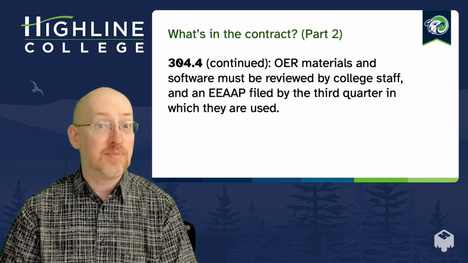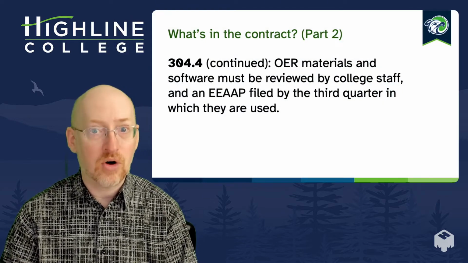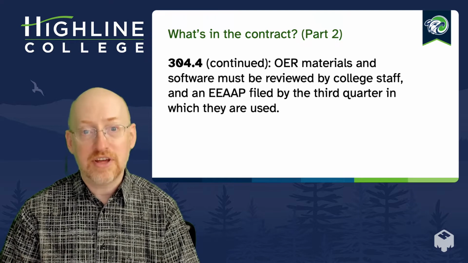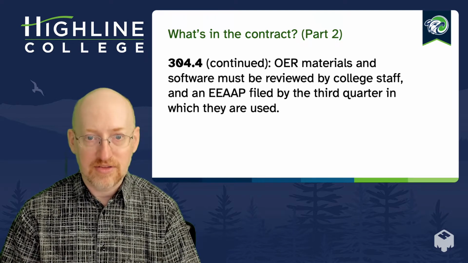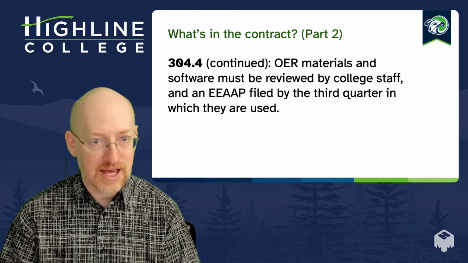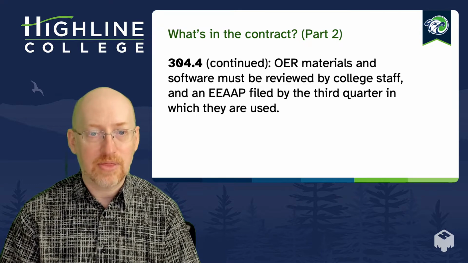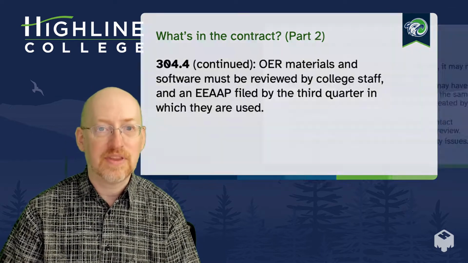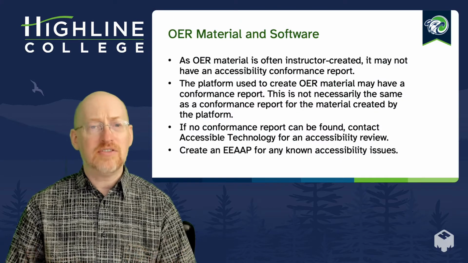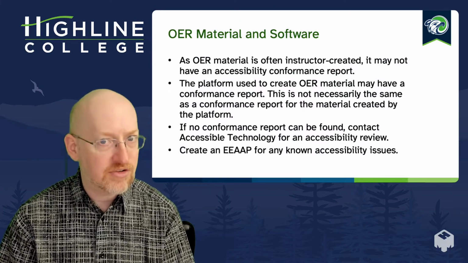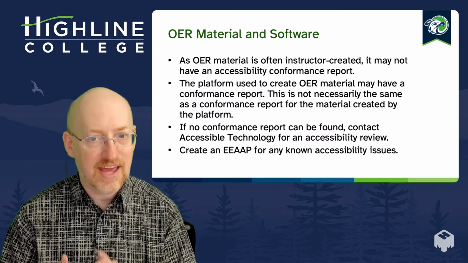Moving on to the next part of the 304.4 and OER materials. So open educational resource materials and software must be reviewed by college staff and an EAP filed by the third quarter in which they are used. This is because we understand that OER material is often instructor created and it often may not have an accessibility conformance report.